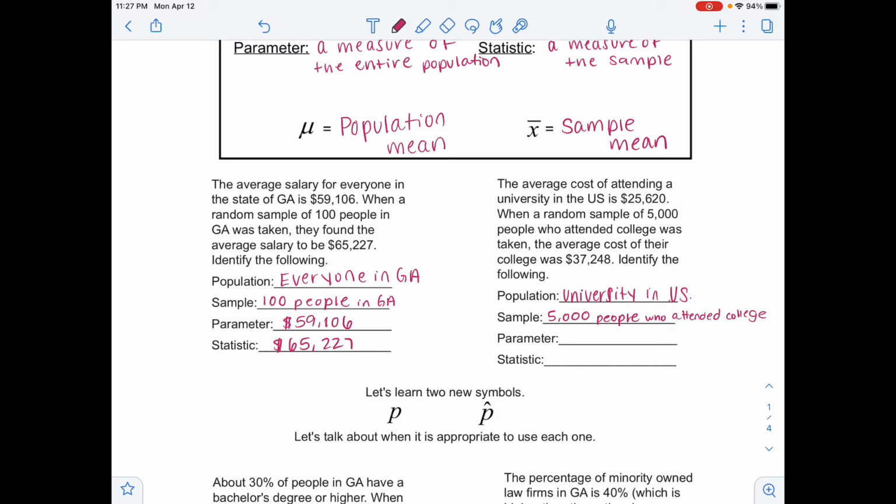The parameter, remember, is a measure of the entire population. So the average across the United States was $25,620. The average, when we just looked at our random sample, though, was $37,248. And so that is the statistic.